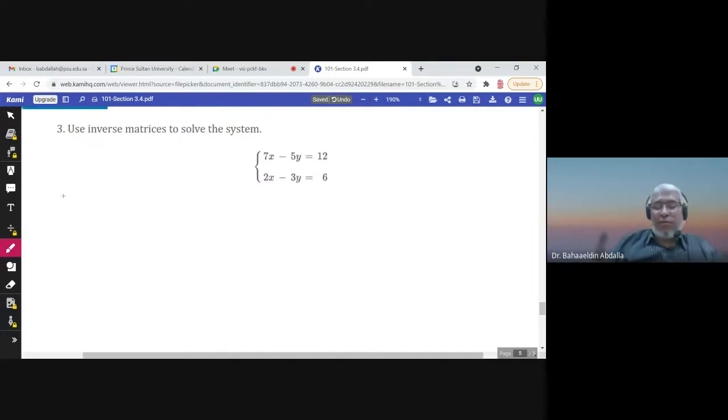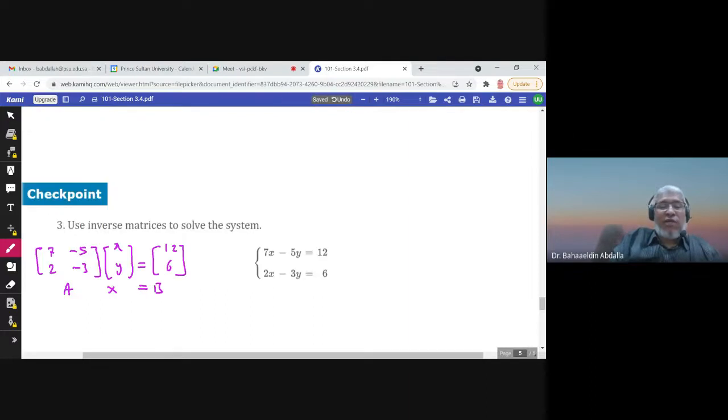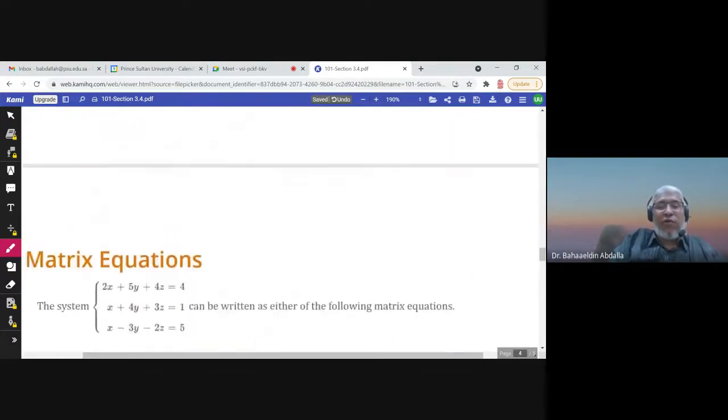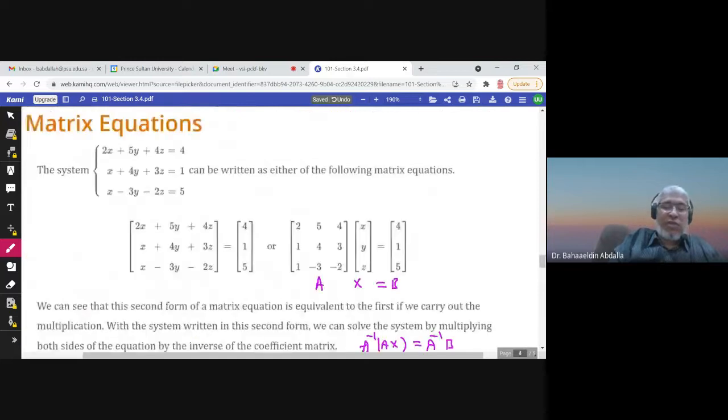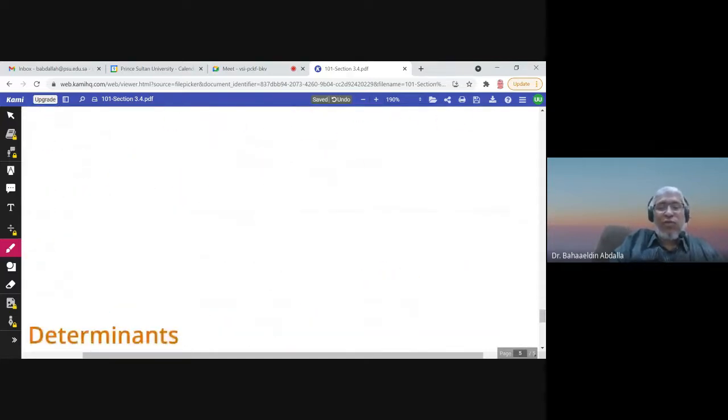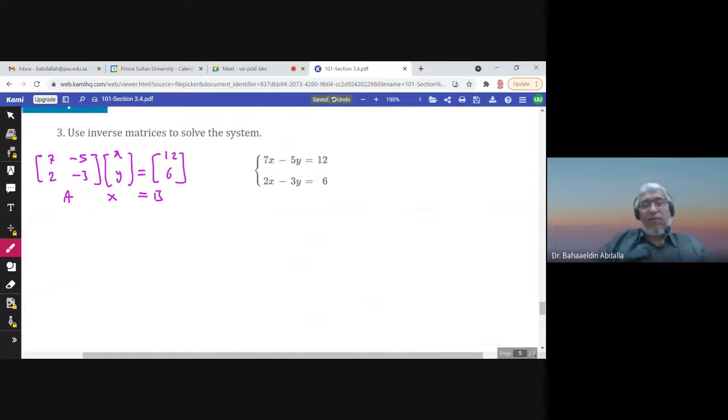Same here. What is the coefficient matrix? 7, 2, negative 5, negative 3. This is the coefficient matrix A. X is the matrix, X and Y in this case. And B, 12 and 6. We need to find the inverse. Did we find it before? No, it wasn't one of these two. So let us find the inverse.